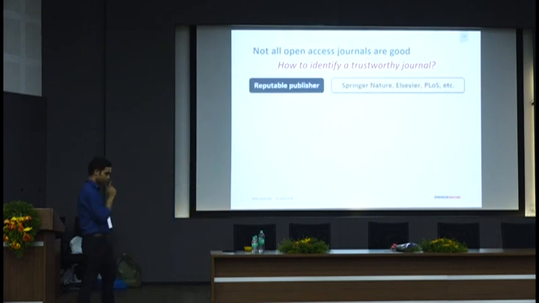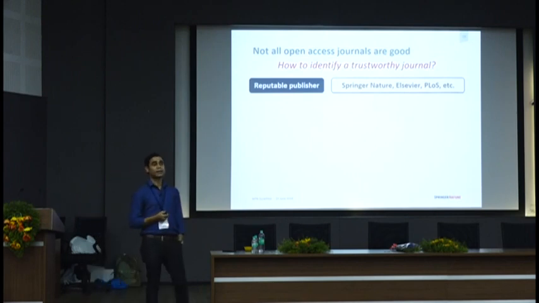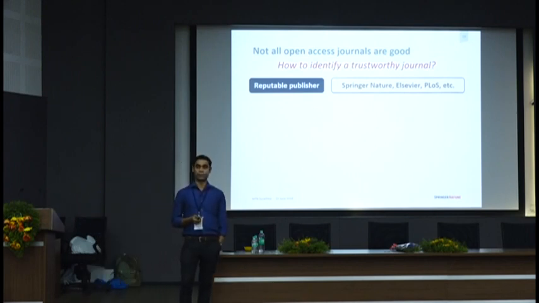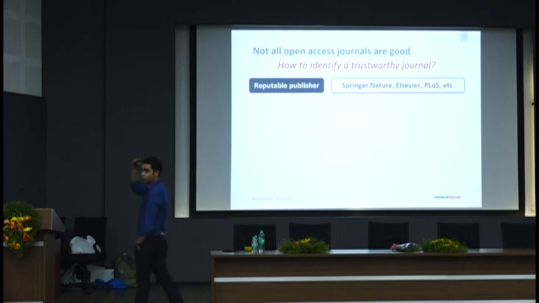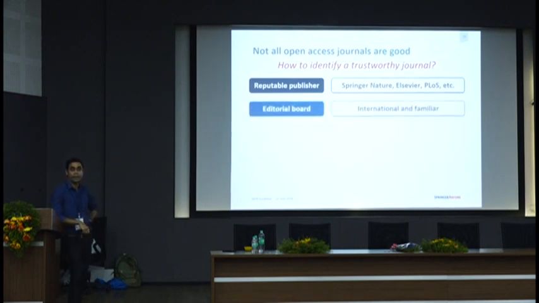So the first thing you should look for is, can you identify the publisher? When you are looking at the journal homepage, you always try to see if you can identify the publisher. Do you know the name of the publisher? Is it a well-known name or not? The second thing is the editorial board.